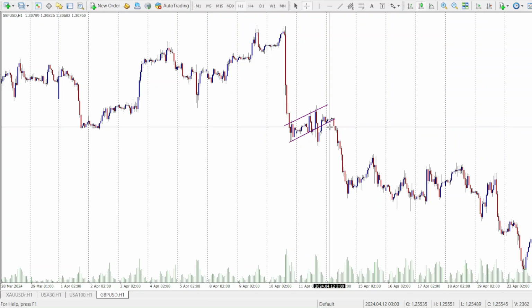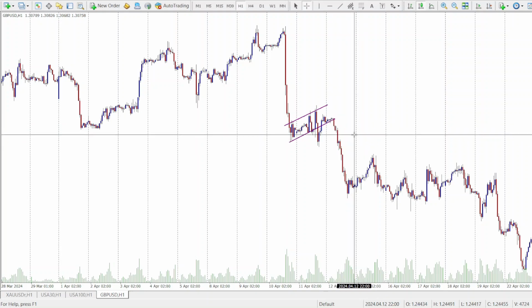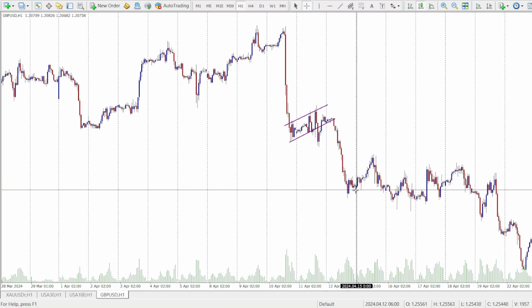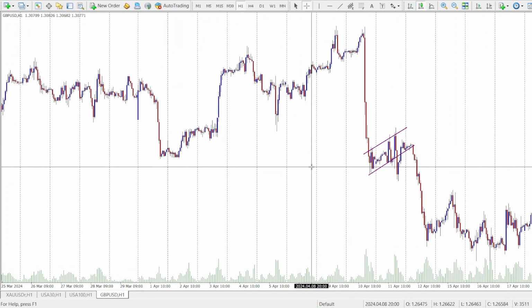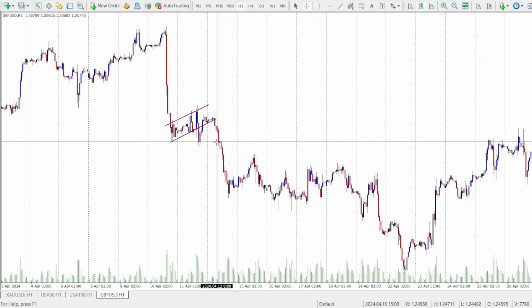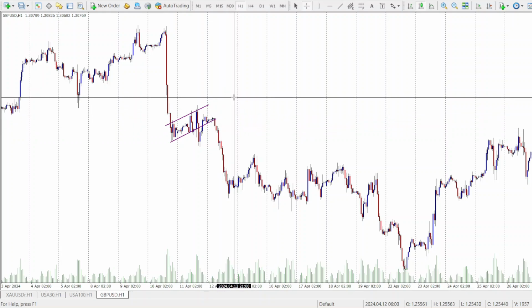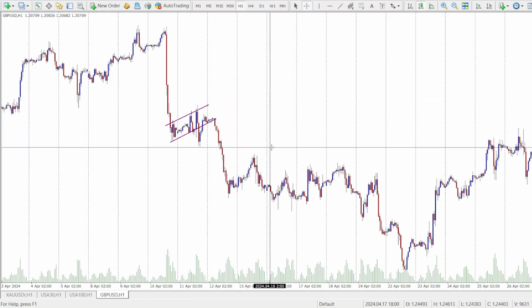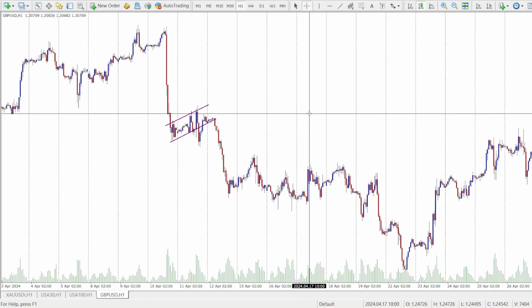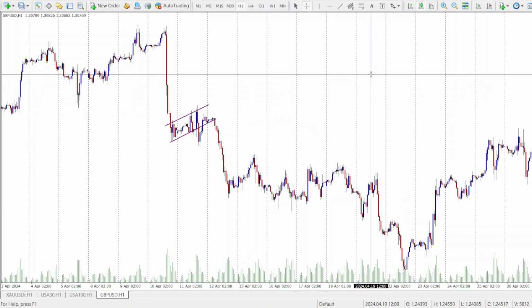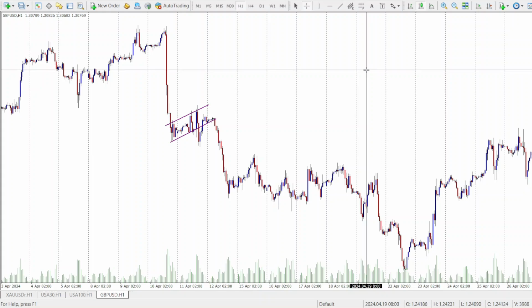As for our take profit, we can consider using the nearest support level. So after the breakout happens, you enter your sell, you set your stop loss above the channel, and your take profit could be at the nearest support level. Basically, this is how the bearish flag pattern works.